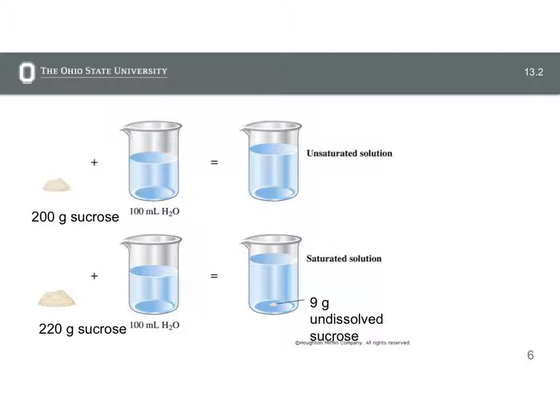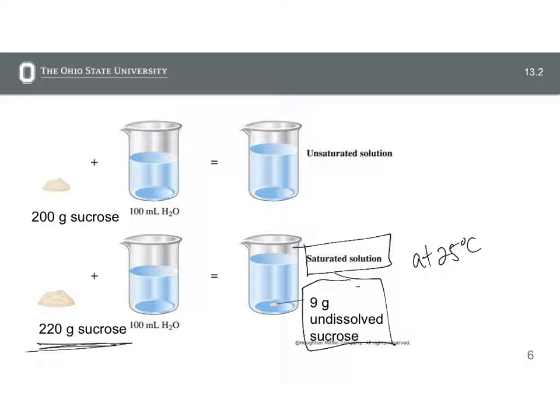So here's a little figure representing what you're going to see when you try to dissolve 200 grams of sucrose in 100 milliliters of water. You're going to end up with 9 grams of undissolved sucrose or sugar. And what we call this solution, there's a good term for you, is the saturated solution. Okay? So we've got the most amount of solute dissolved that we can get at a given temperature.